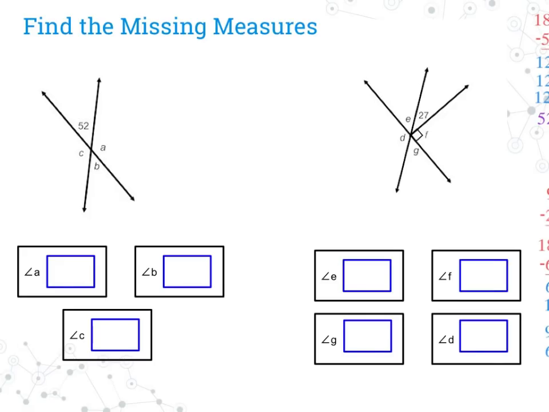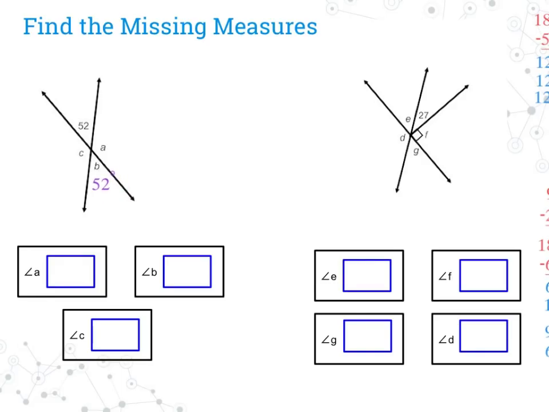I'm going to start with angle B because I noticed that 52 is across from angle B and they're formed by intersecting lines, which makes them vertical angles. If they're vertical angles, they're congruent and equivalent. So 52 degrees for one means 52 degrees for the other. So angle B is 52 degrees.